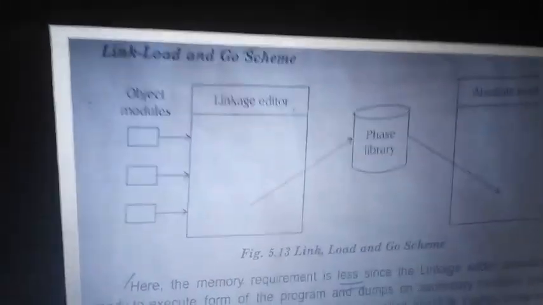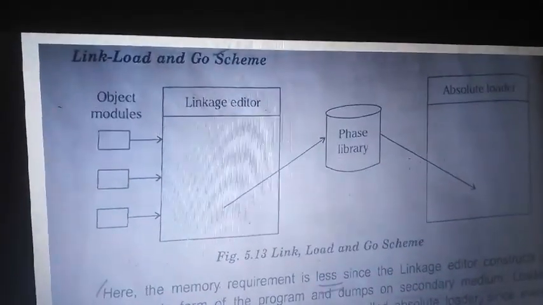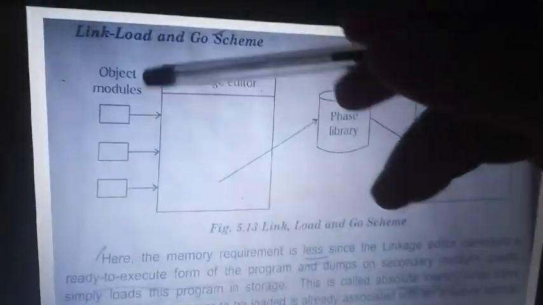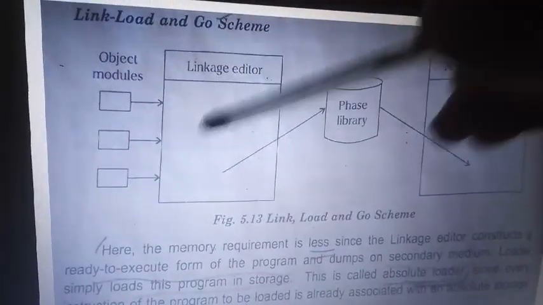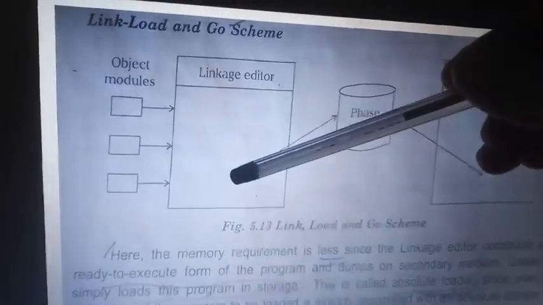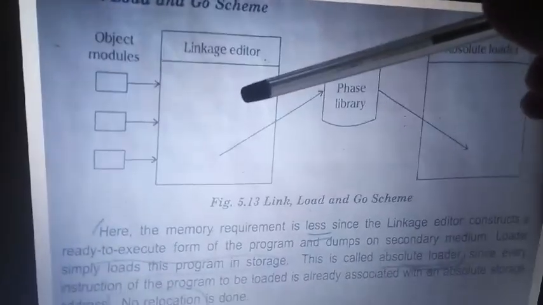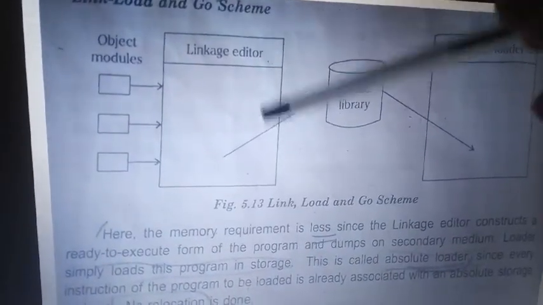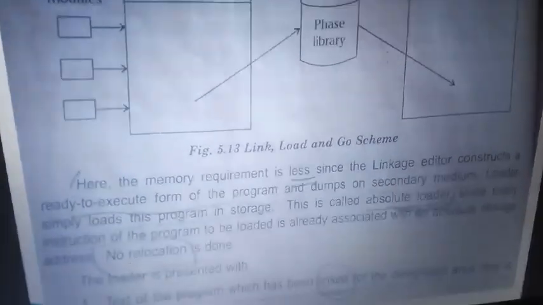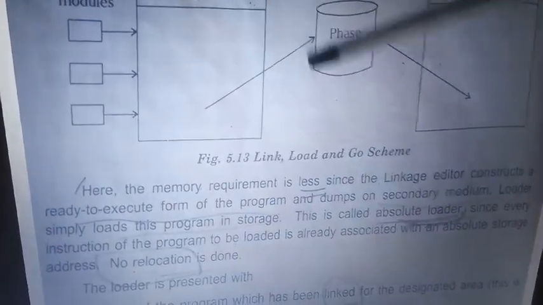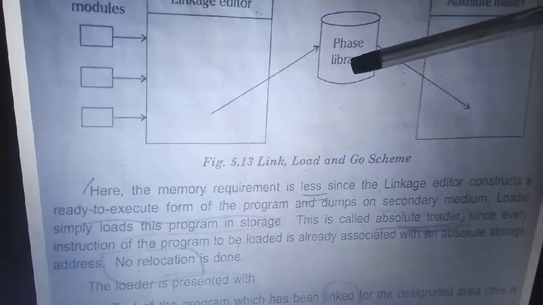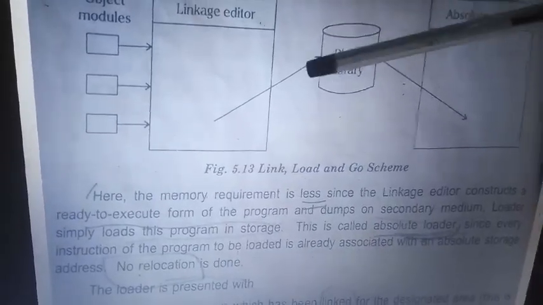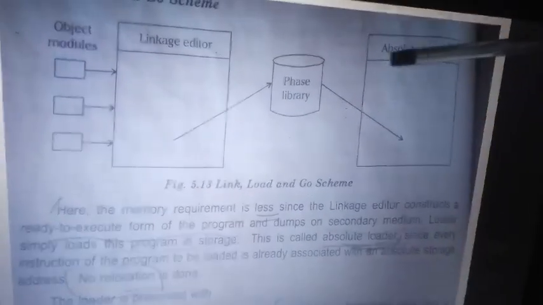So we went with the link, load and go scheme. Here the object program is taken by the linkage editor, which links all the files and stores the result in secondary memory. It is a linked program. It is called a phase library. All the programs are linked and stored in the secondary memory, and that program, the phase library, will just be loaded to memory.